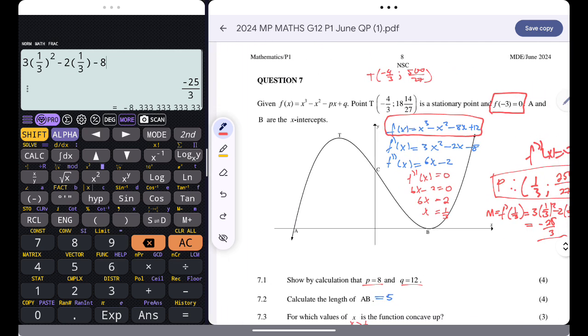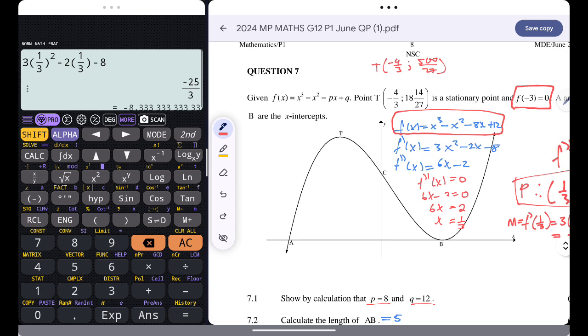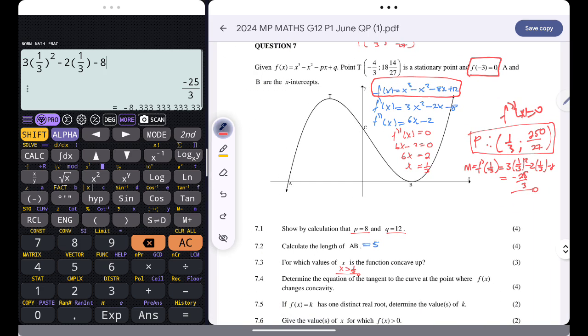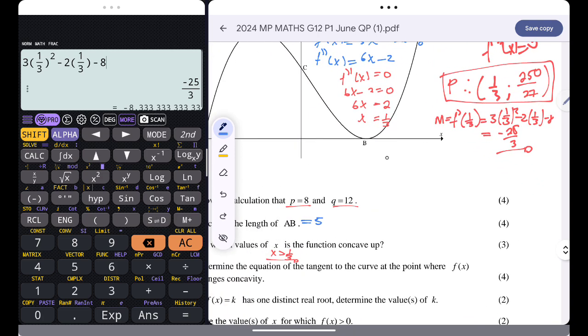Now, for me to find the equation of a tangent, I just need to find a point on the graph as well as the gradient. Let me use a different color. I know that y is equal to mx plus c. y is equal to negative 25 over 3 x plus c. Now, for me to find the value of c, I just need to substitute the x and y values. I do have a point. I know that y is 250 over 27, and the x value is just 1 over 3, plus c.